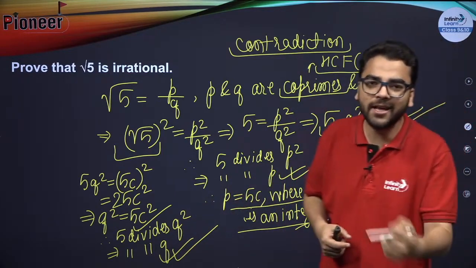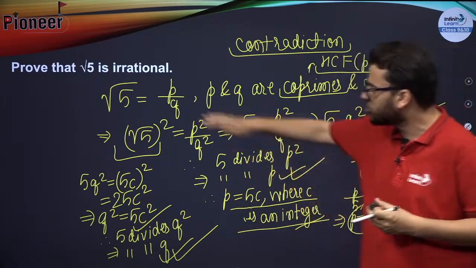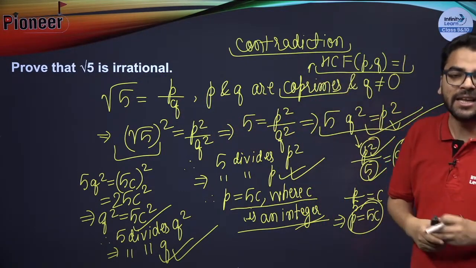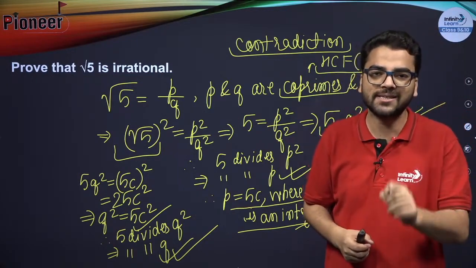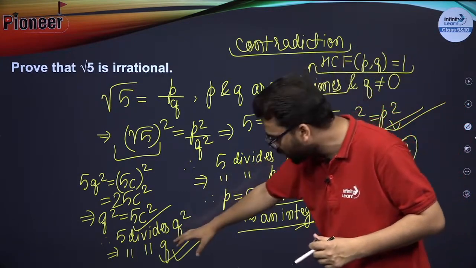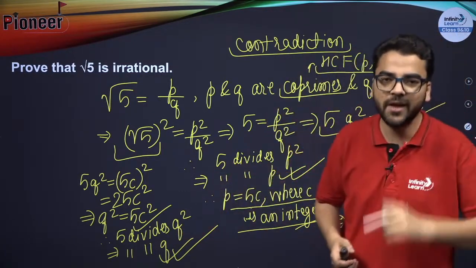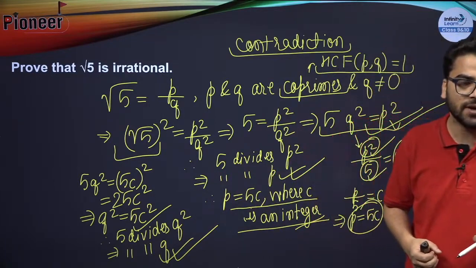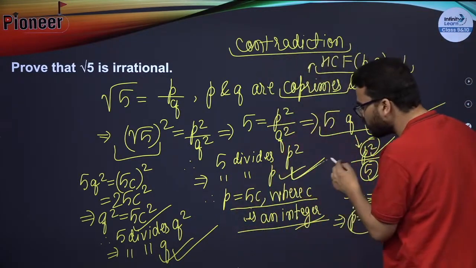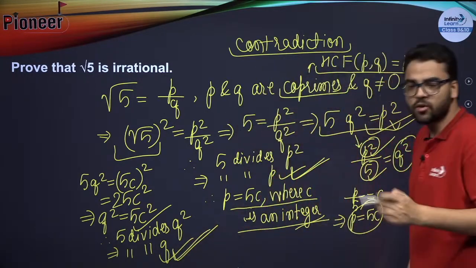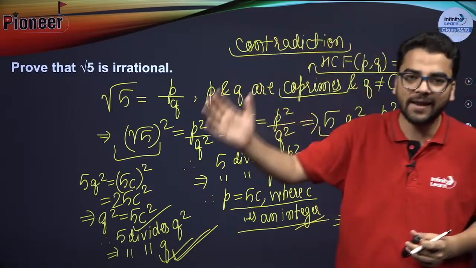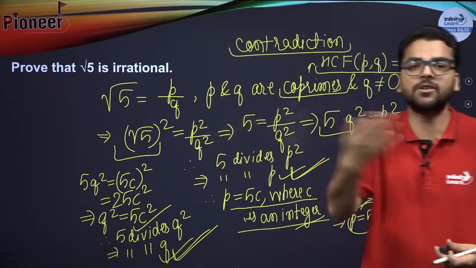So it contradicts our assumption. Basically, we assumed in the very first step that p and q are co-prime numbers, that is, they don't have any common factor except 1. But we have proved over here that 5 is also a common factor of p and q, right? We have proved that. Hello Shashi, welcome to this session. So what does it mean? We have basically proved that p and q are not co-primes. So isn't it a contradiction? Contradiction means what we were saying earlier, something is coming opposite of that, right?